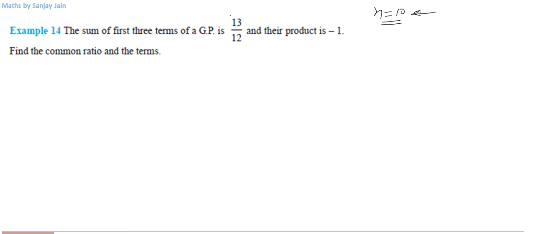I will also write the nth term, and then minus 1 plus 1 plus 1, how many times? N times. Now you need to write it like this: 7 by 9. This is 10 raised to power 1. This is 10 raised to power 2. This is 10 raised to power 3. I hope you got the idea that we have converted it into a GP.